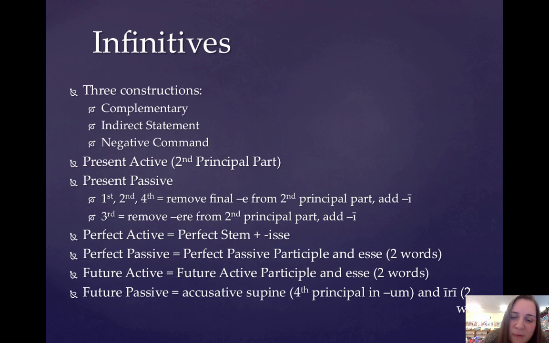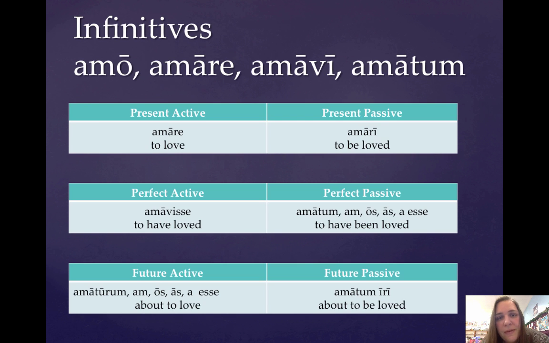Unlike the perfect passive infinitive or the future active infinitive, the ending of the future passive infinitive will not change. That is what the ending is. For the perfect passive and the future active infinitives, you have to change the ending of the participle to match whatever its subject is, usually in the accusative, because usually it's being used in indirect statement.